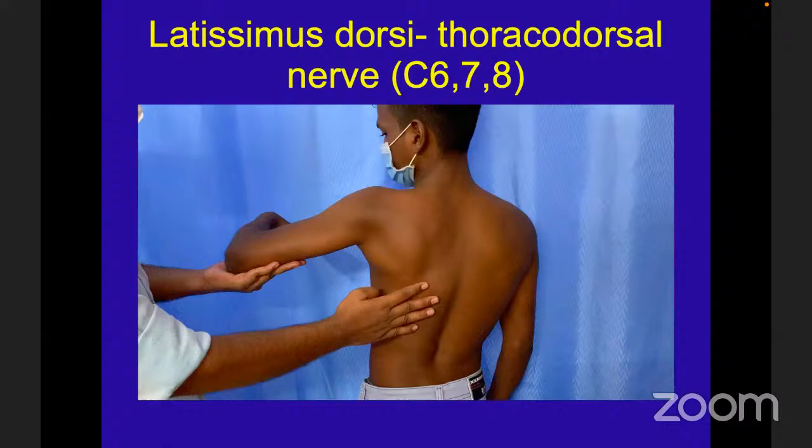There's a division at the trunk level and formation at the cord level. Division from the trunk, formation of the cord level. So we have three cords: the posterior cord, the lateral cord, and the medial cord. So now we'll come to the posterior cord.